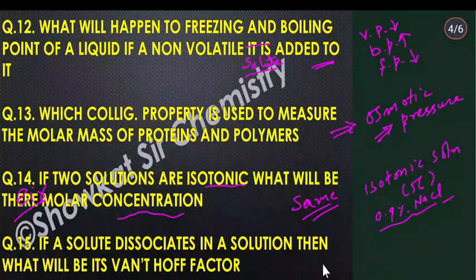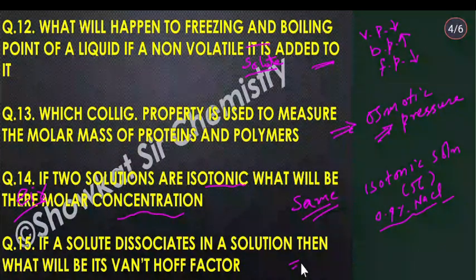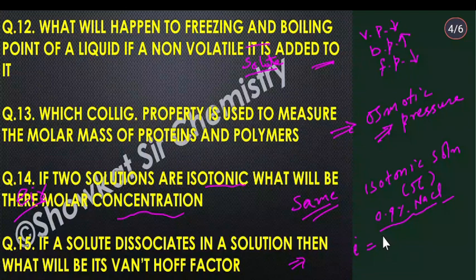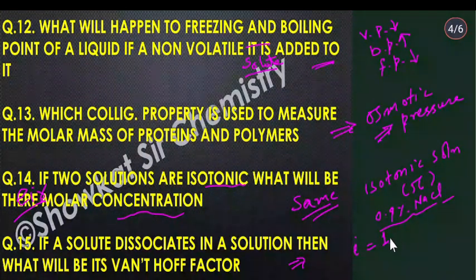And the next question is, if a solute dissociates in solution, then what will be its van't Hoff factor, right? You will remember that if a solute is dissolved in a solvent and neither associates nor dissociates, then the van't Hoff factor will be equal to 1. It is for those solutes which neither undergo dissociation nor association. But here the question is that the solute dissociates. At that time, you will remember that the value of the van't Hoff factor will be greater than 1. It's for those which undergo dissociation.